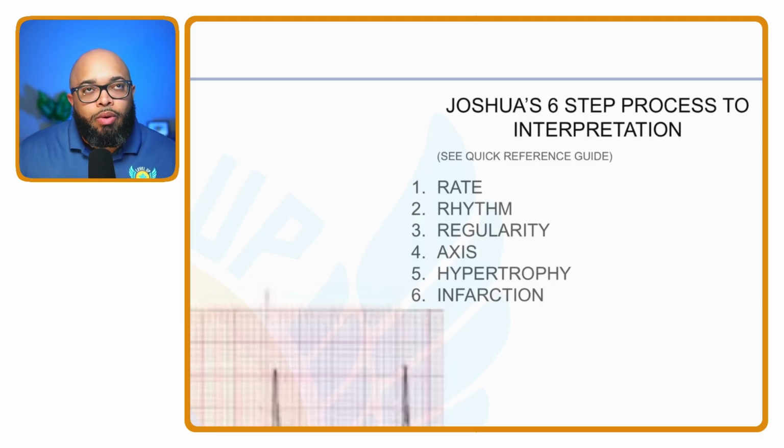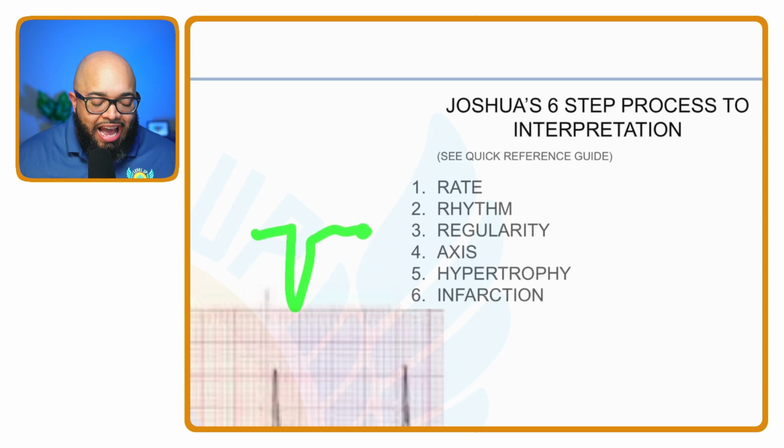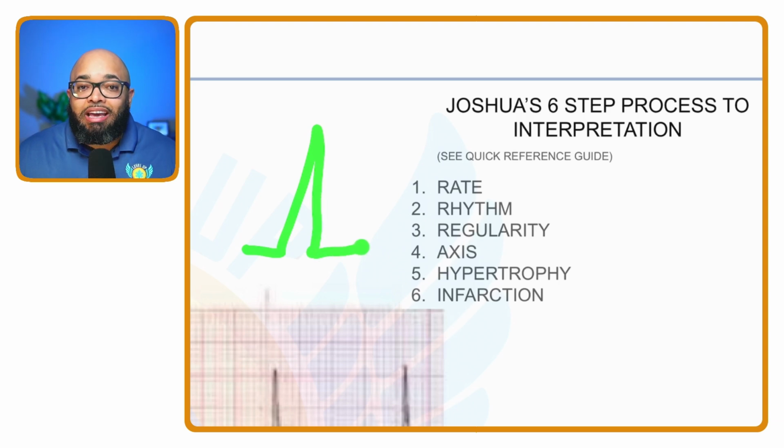When we look at right ventricular hypertrophy, we look at V1. We know that V1 should always be negative. However, in right ventricular hypertrophy, you will generally see a very tall wave in V1.